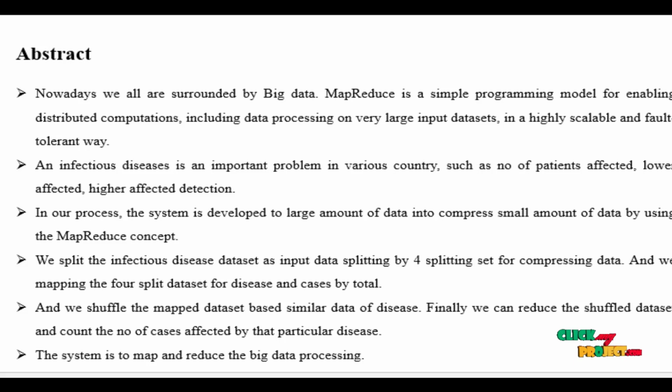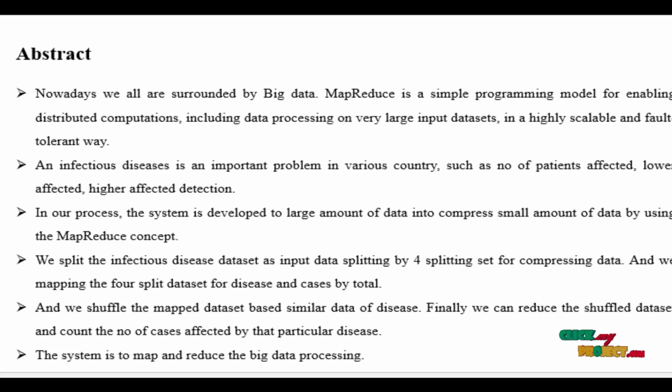Now we are going to see about the abstract. Nowadays we are all surrounded by big data. The term big data itself indicates huge volume, high velocity, variety and veracity, for example, uncertainty of data, which gave rise to new difficulties and challenges. Big data generated may be structured, semi-structured, or unstructured data. Existing databases and systems have a lot of difficulties to process, analyze, store and manage such big data. MapReduce is a simple programming model for enabling distributed computations, including data processing on very large input datasets, in a highly scalable and fault-tolerant way.